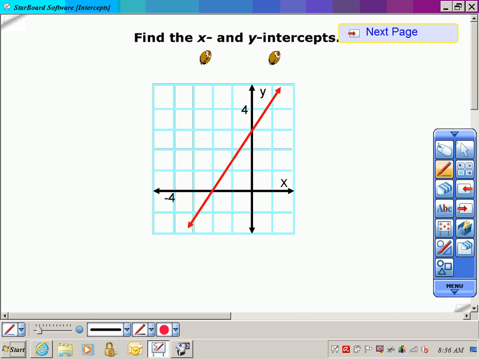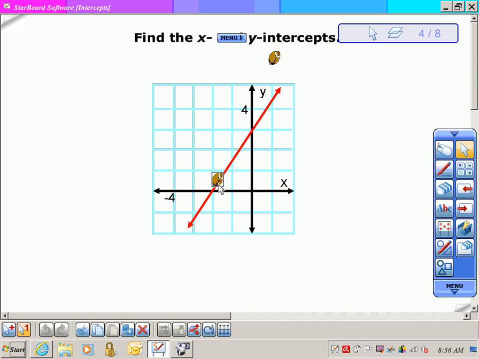Okay, on here, let's try it again. So what is my x-intercept? -2. And my y-intercept is? +3. Great.